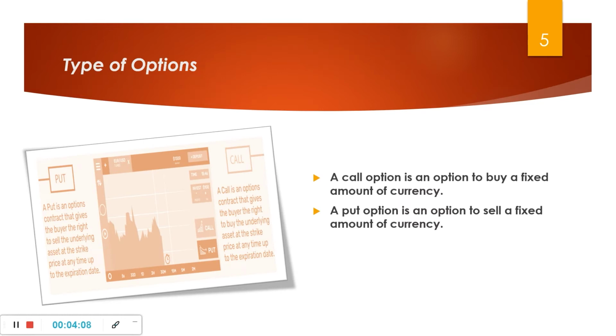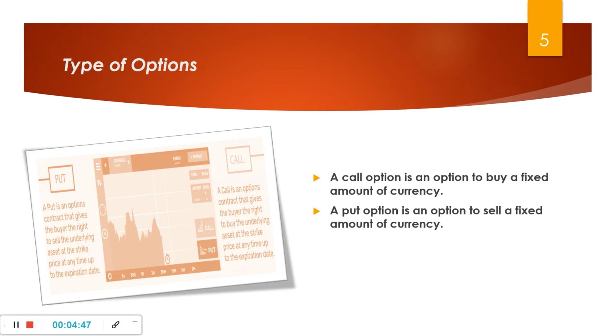Now let's discuss types of options. Types of options include call options. A call option is an option to buy a fixed amount of currency. For example, a call option with a strike price of 10 means the option buyer can use the option to buy the currency at $10 before the option expires. A put option is an option to sell a fixed amount of currency. For example, a put option with strike 10 means the put option buyer can use the option to sell that currency at $10 before the option expires.